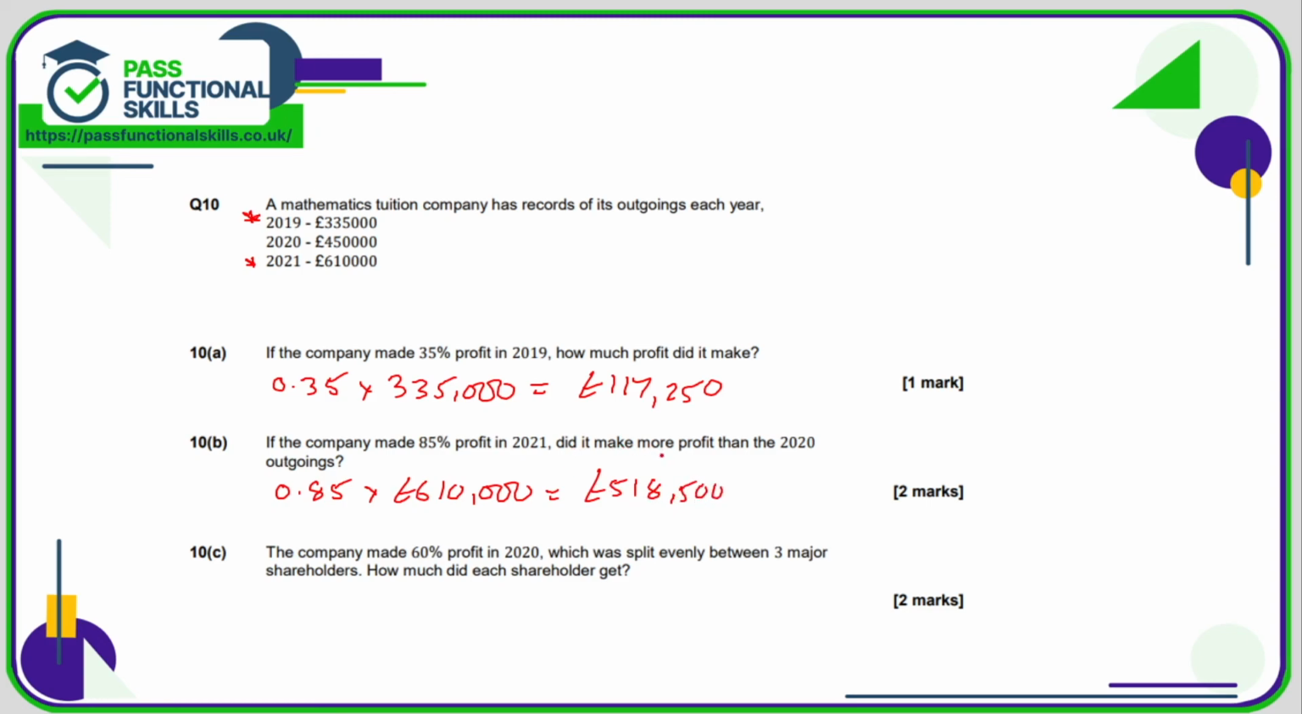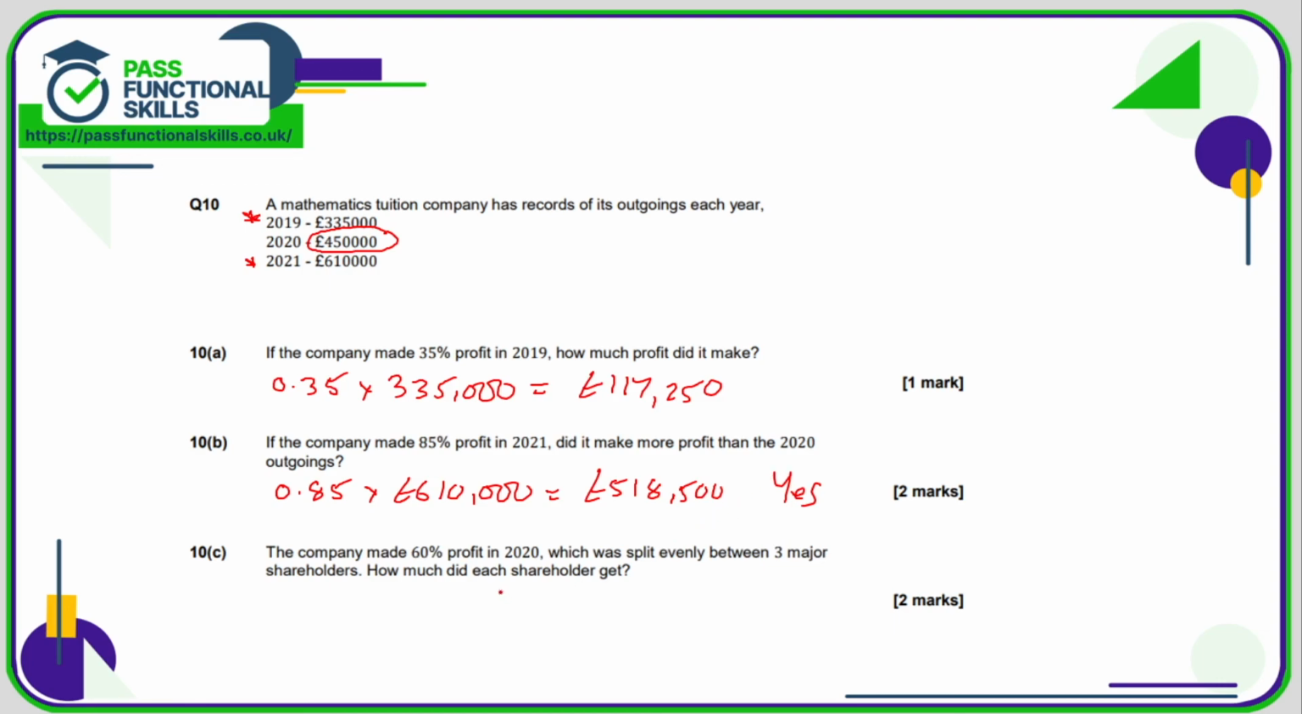Did it make more profit than the 2020 outgoings? Now the 2020 outgoings is this figure here. Since 518,500 is greater than that figure there, then yes, it did make more profit in 2021 than the 2020 outgoings.